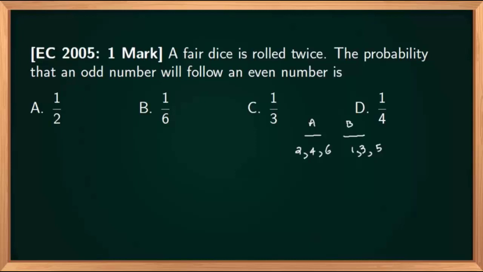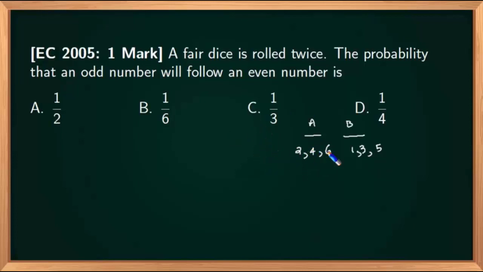If a dice is rolled twice, the probability that an odd number will follow an even number is. So these are those two rolls, and I have marked them A and B. This is the first roll, and this is the second roll. Now the question is the probability that an odd number will follow, which means that in the second roll you must get an odd number, and in the first roll you must get an even number. That is the required condition.